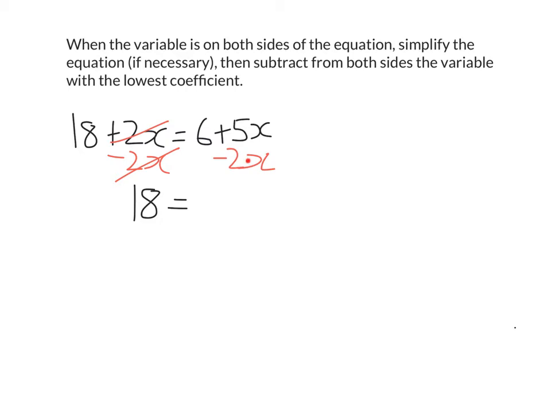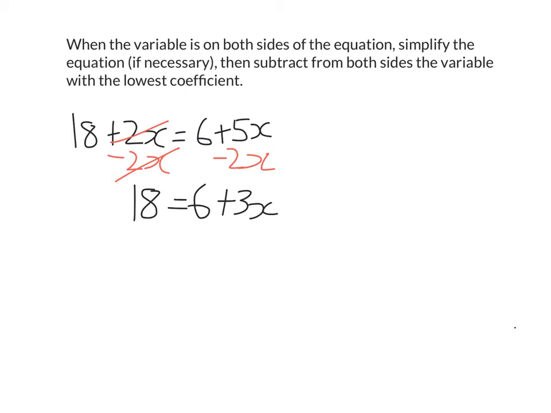So 2x and 6 are not like terms, so the 6 is going to stay as it is. But 5x and 2x are like terms. 5x minus 2x is 3x. Now you can see I have an equation in which the variable, or pronumeral, is on only one side.